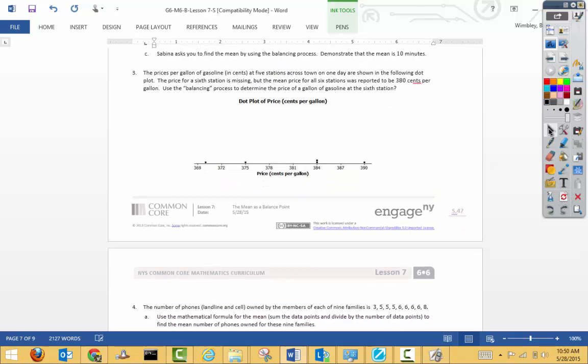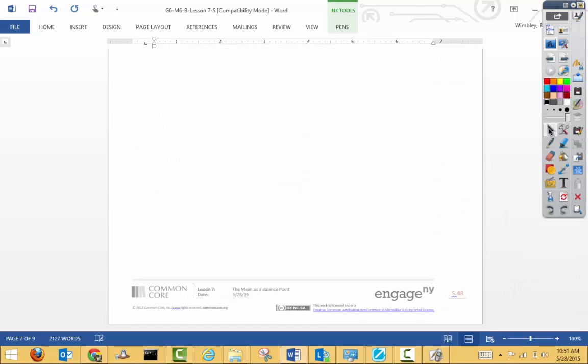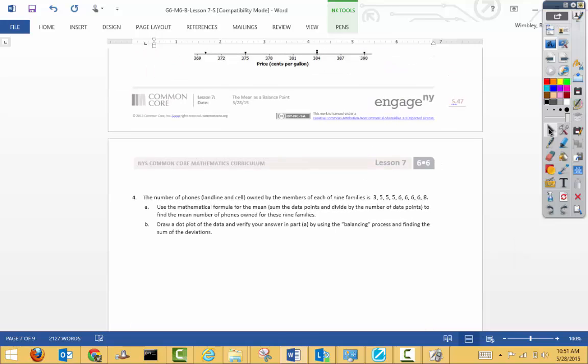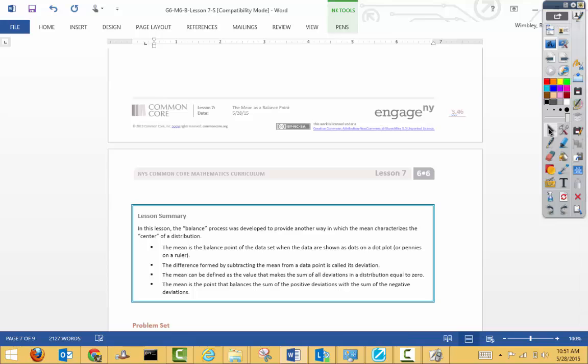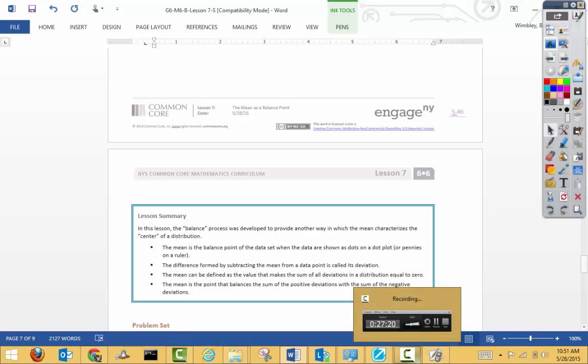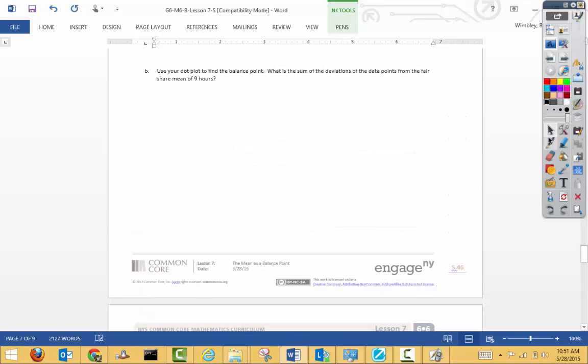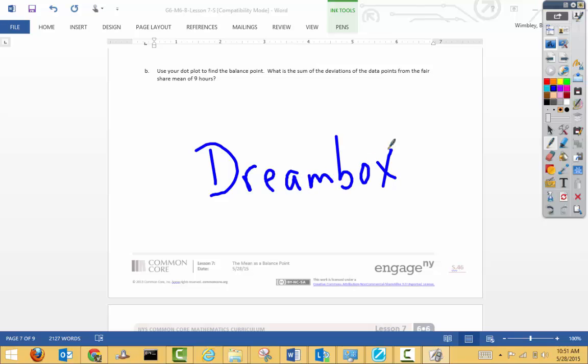Okay, so now what you're going to do is you're going to do your exit ticket. So you have it on the back of your lesson. So I'm going to have you finish that. When your exit ticket is done, you can go on Dreambox for the rest of the day. At the end of the day, be sure you plug your computers in. Those black cords are plugged in.